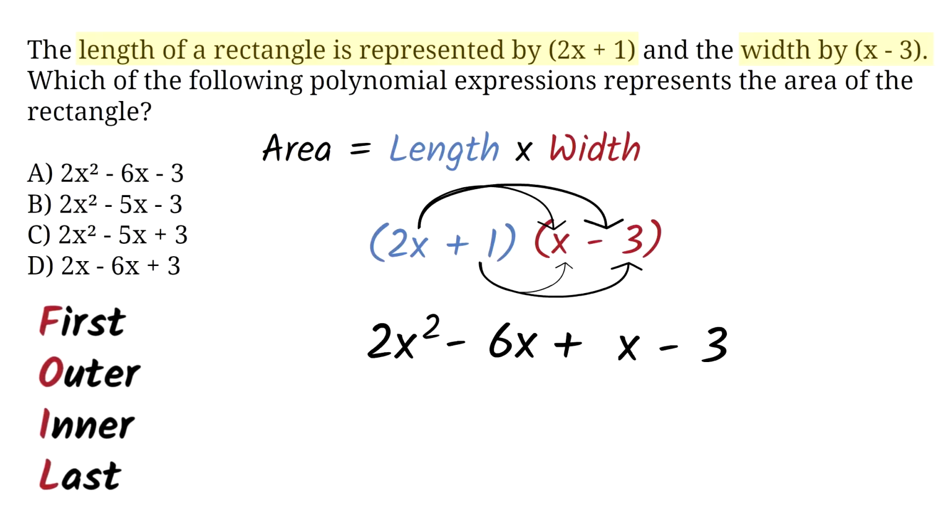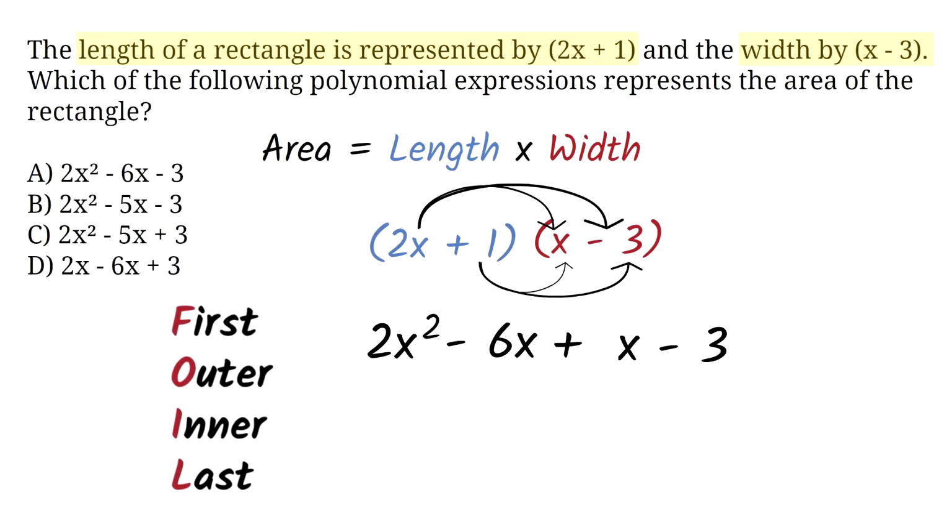The method we used is commonly known as the FOIL method. I am personally not a fan of most acronyms in math. They bring little benefit and can actually make students get answers wrong.